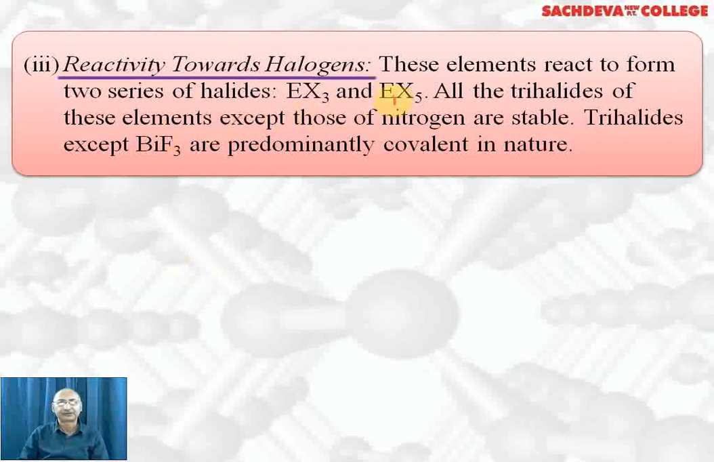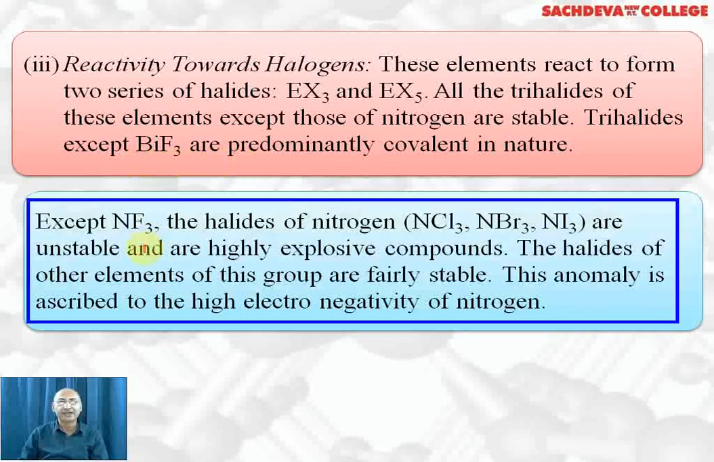Reactivity towards halogens. These elements react to form two series of halides, trihalides and pentahalides. All the trihalides of these elements except those of nitrogen are quite stable. Trihalides except BiF3 are predominantly covalent in nature. BiF3 is ionic in nature. Except NF3, the halides of nitrogen, NCl3, NBr3 and NI3, are unstable and highly explosive compounds. So the halides of other elements of this group are fairly stable. The anomaly is due to the high electronegativity of nitrogen.